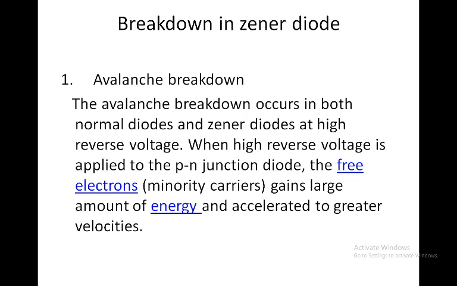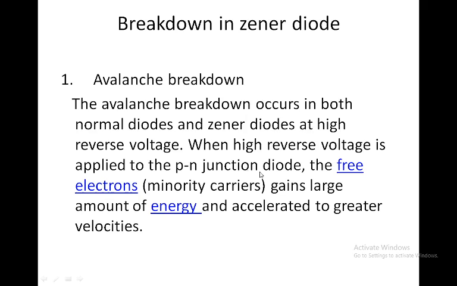Now let's look at the two breakdowns that we have. They are avalanche breakdown and Zener breakdown. Avalanche breakdown occurs in both normal diodes and Zener diodes at high reverse voltage. So when we reverse bias and the voltage is high, we can have avalanche breakdown in any diode.